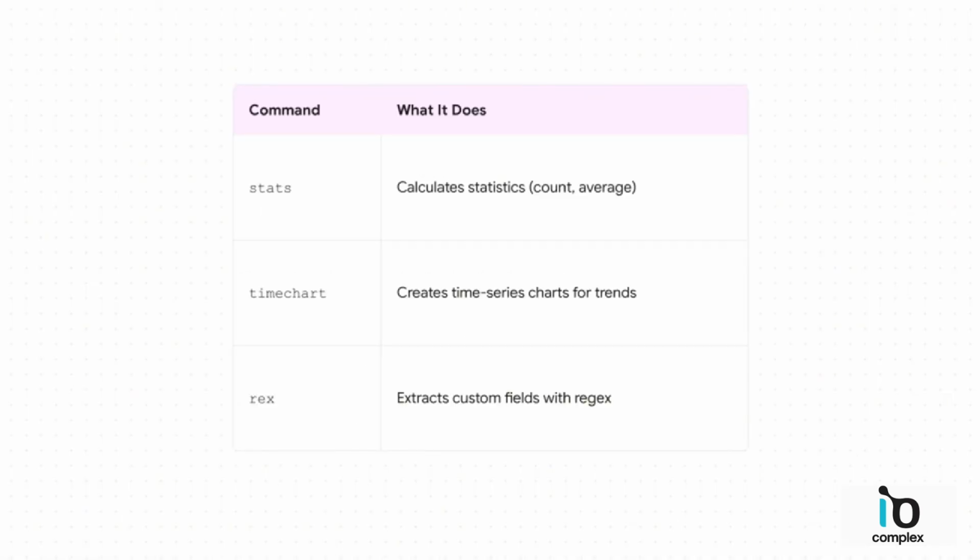Now, stats is your bread and butter. But there are a few other commands you'll be using all the time. Time chart is fantastic for making graphs to see when things are happening, like a sudden spike in activity. And Rex, well, Rex is your secret weapon for pulling out tiny specific details from really messy, unstructured log entries.